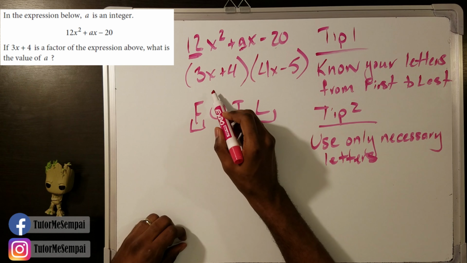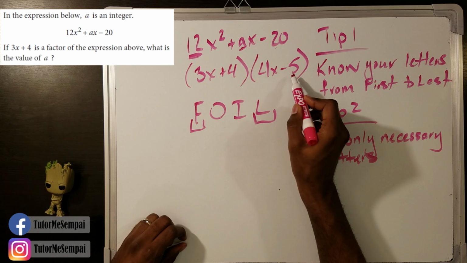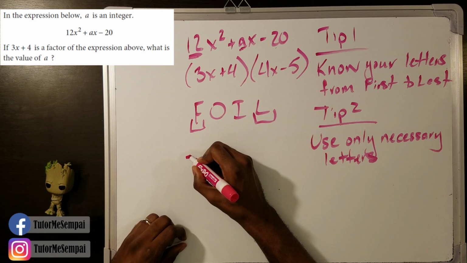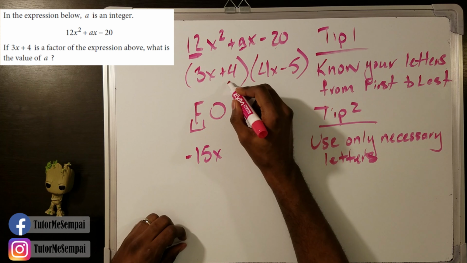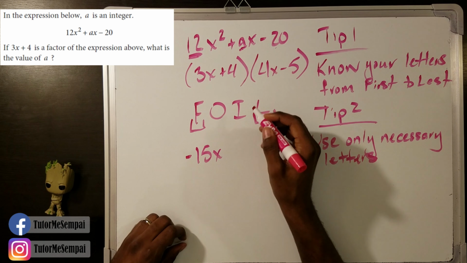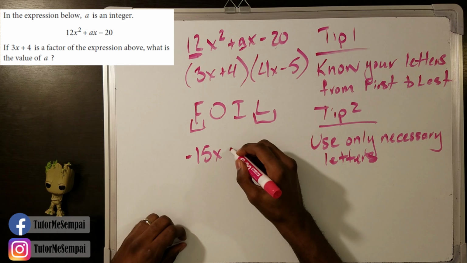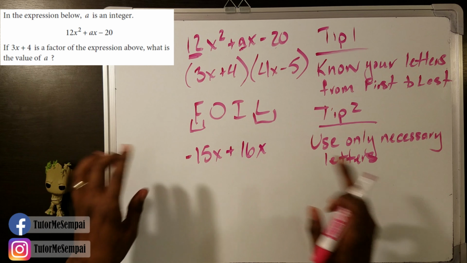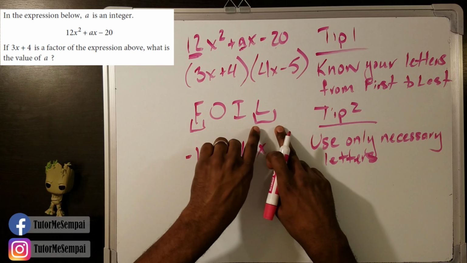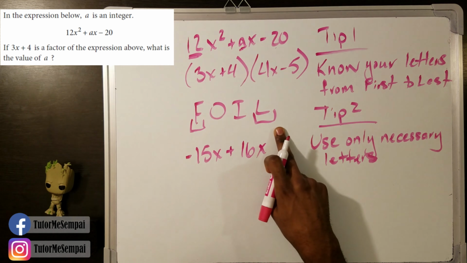Our outer is going to be this 3x times this negative 5. So what do you get when you have 3x times negative 5? A negative 15x. And this inner is going to be this 4 times this 4x. So what do you get when you do 4 times 4x? A positive 16x. So we're not going to worry about the first or the last because we're just trying to find out the value of a.